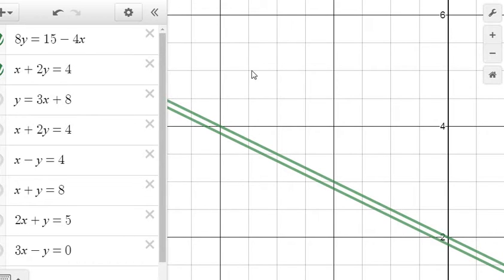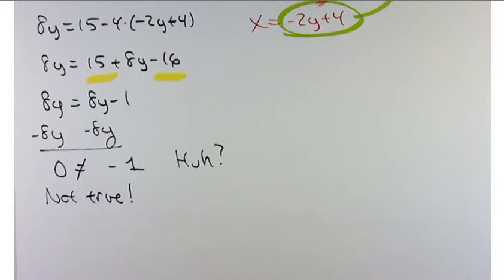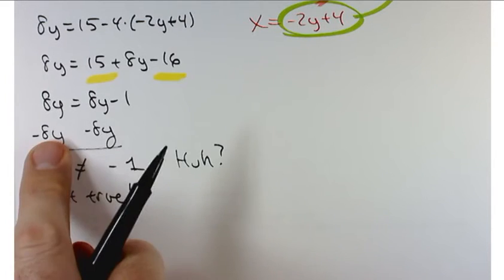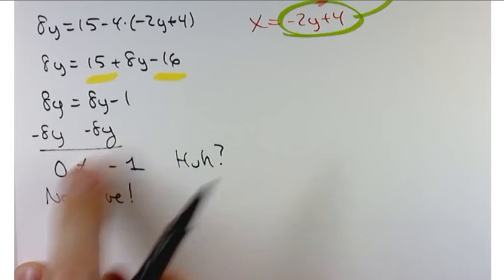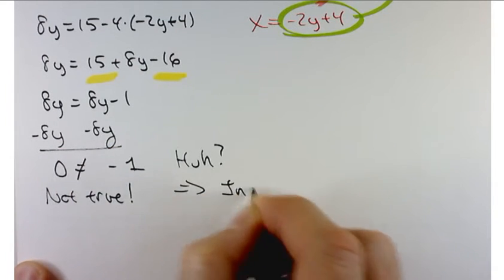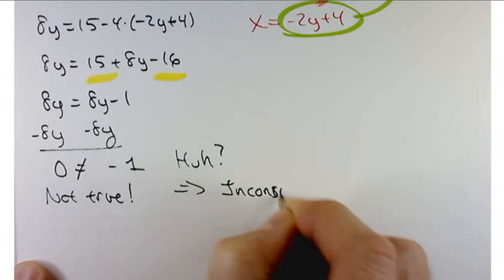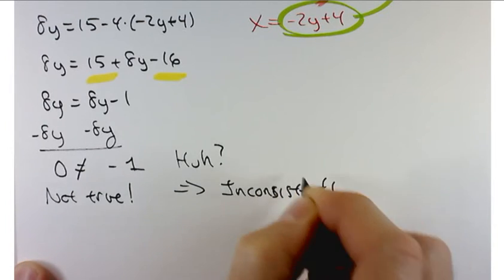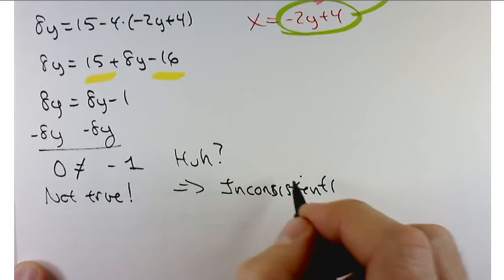Now, if you're working with a system of equations, you run across something like this where the variables drop out, and you end up with something that's not true, then that means it's inconsistent. That's what's going on here. It's inconsistent.